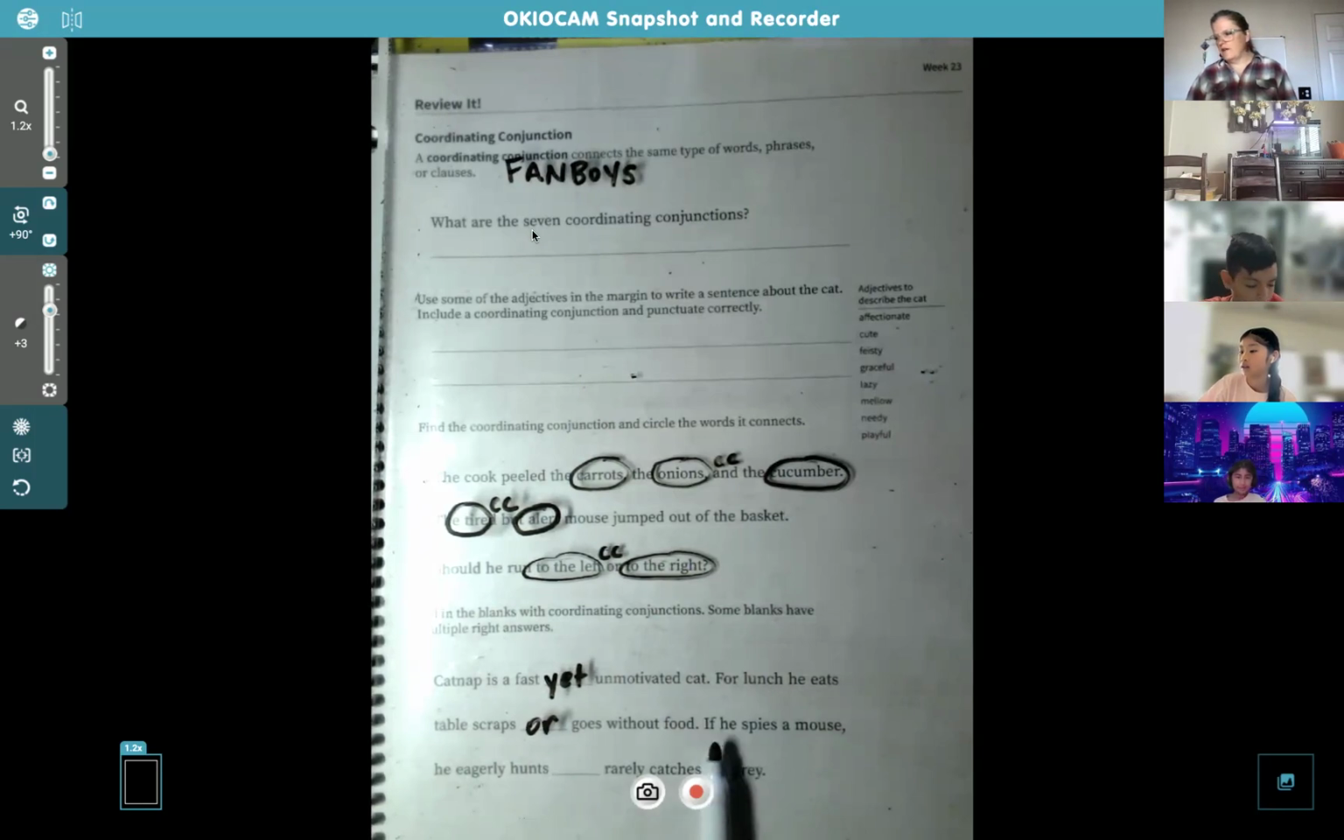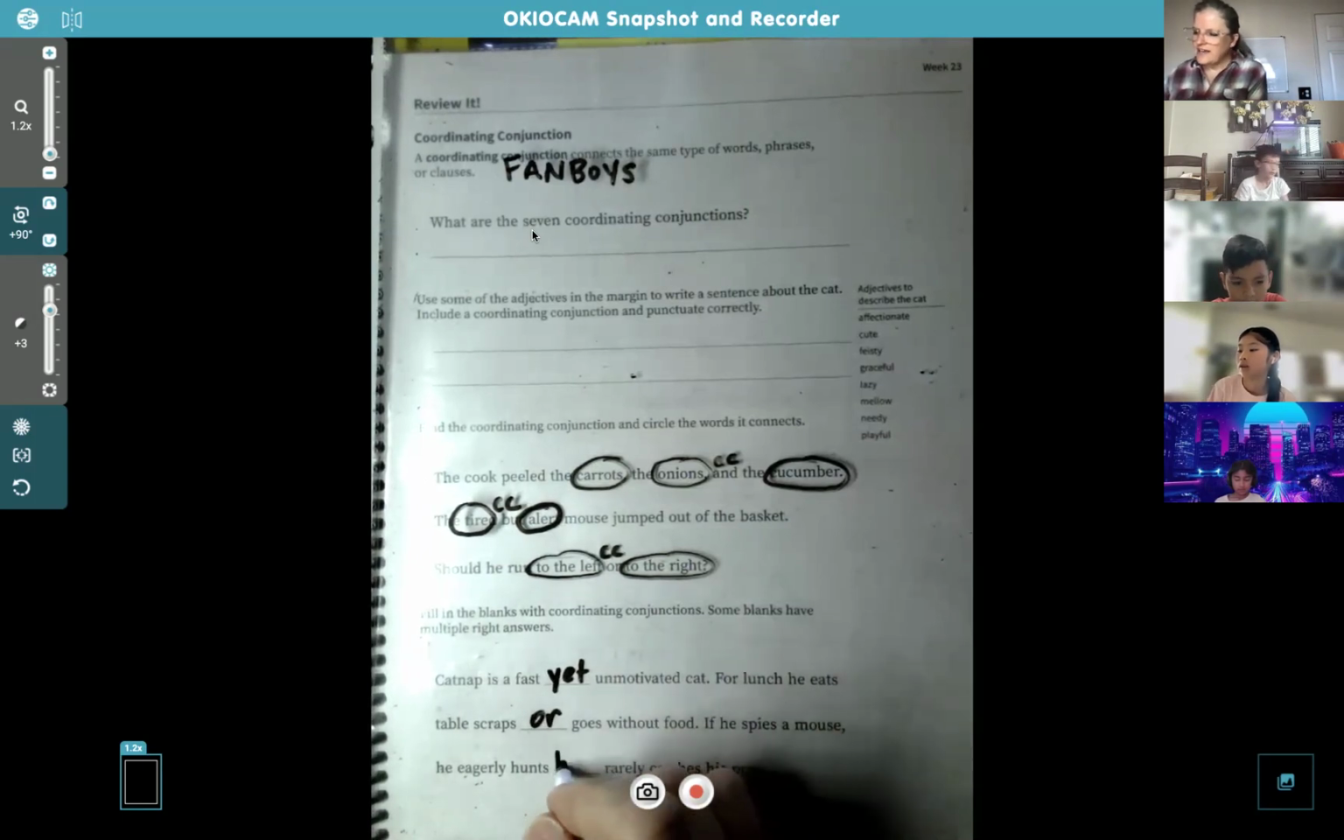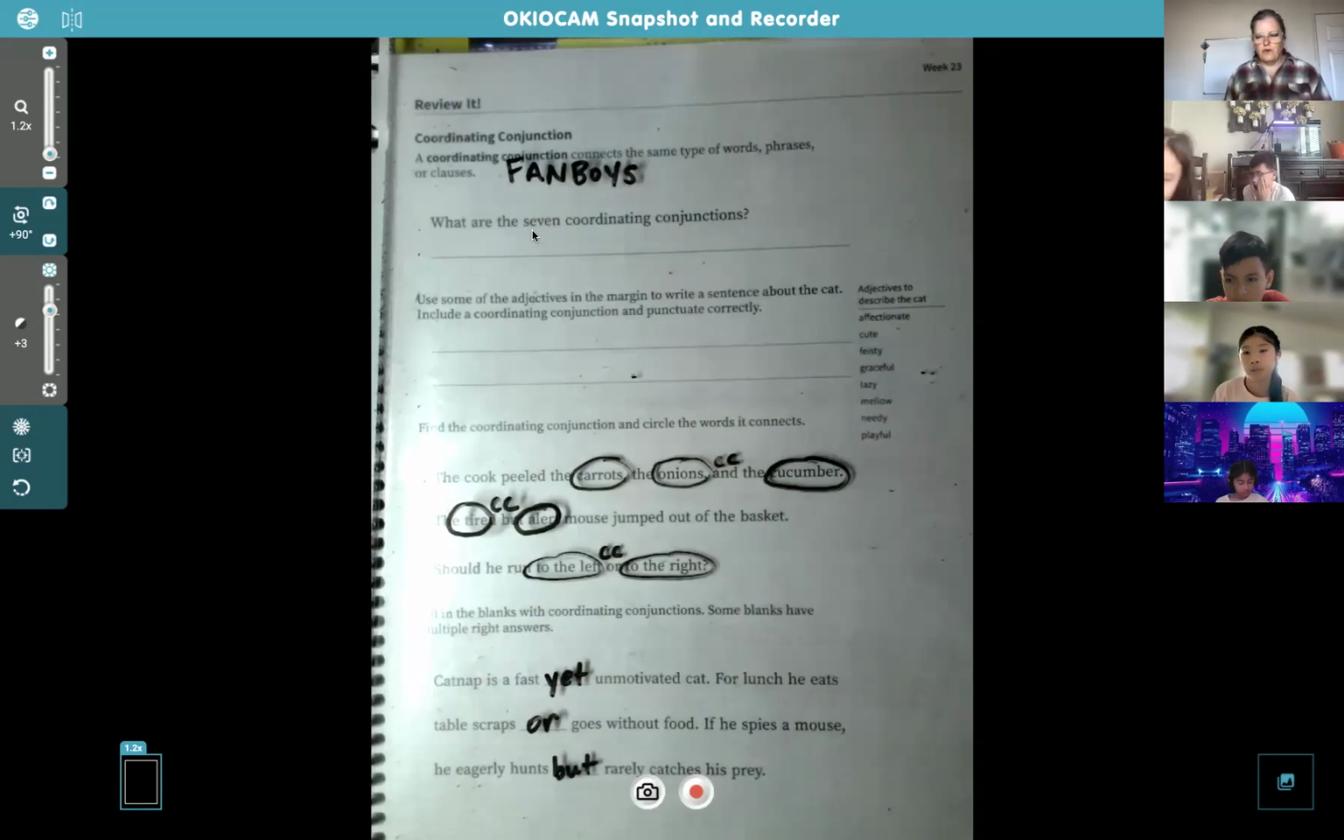How about the next one, Julio? How about this one with if? If he spies a mouse, he eagerly hunts but rarely catches his prey. Yes, I like that one too. Good job. So they were trying to get you to look for other fanboys words other than and, because and is the one we typically want to use all the time. So you have to look at what they're talking about. He eagerly hunts, but rarely catches his prey.